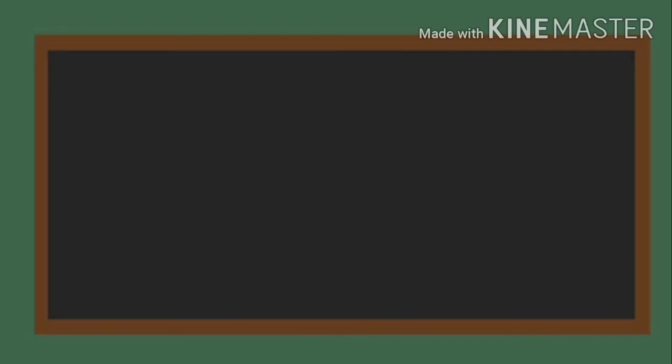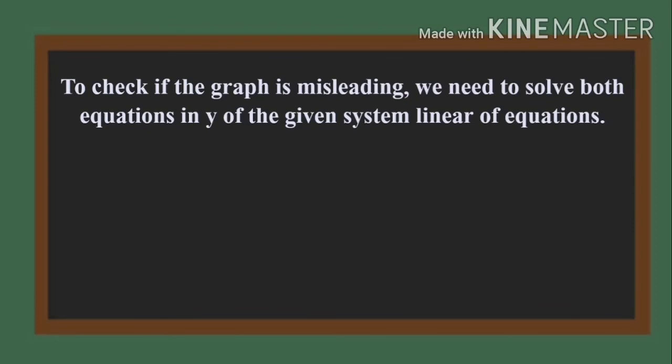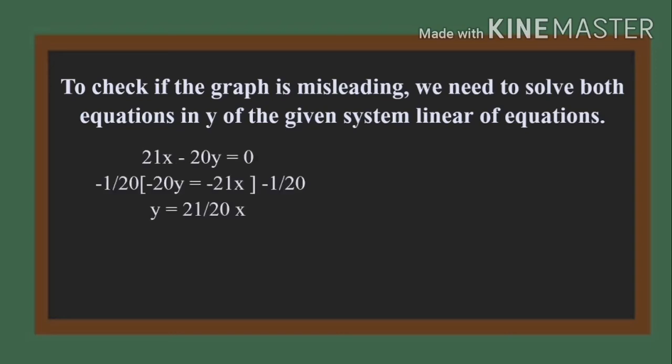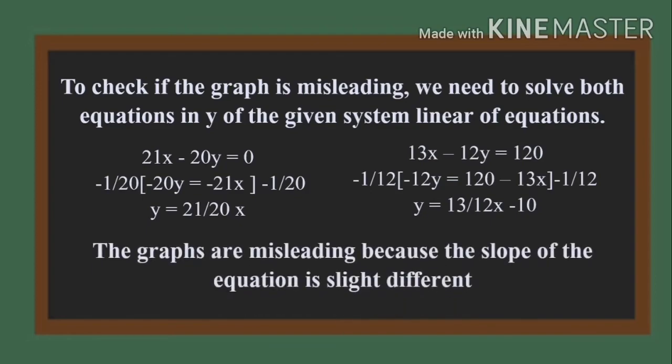Another way to check if the graph is misleading is to solve both equations for y in the given system of linear equations. So, in equation 1, we will get y is equal to 21/20x, while in equation 2, we will get y is equal to 13/12x minus 10. And as you can see, the graph is misleading because the slopes of the equations are slightly different.